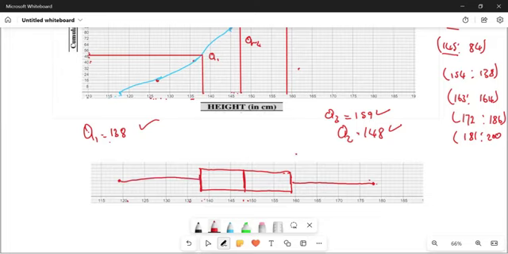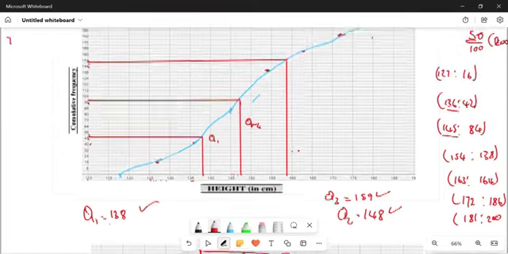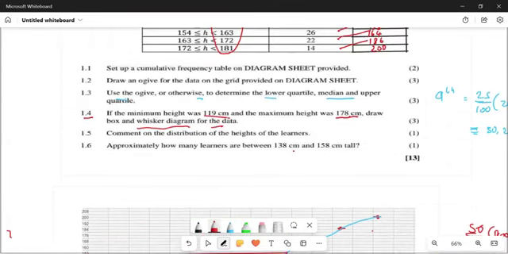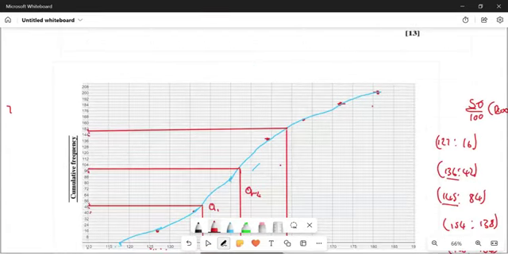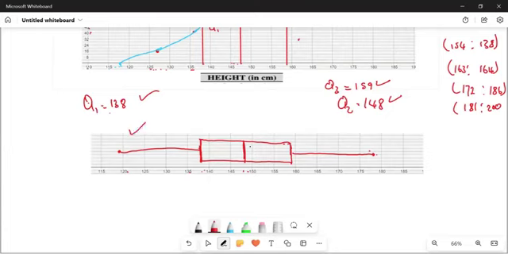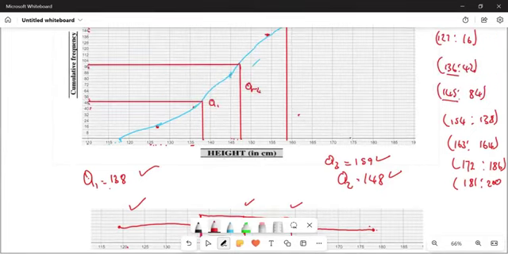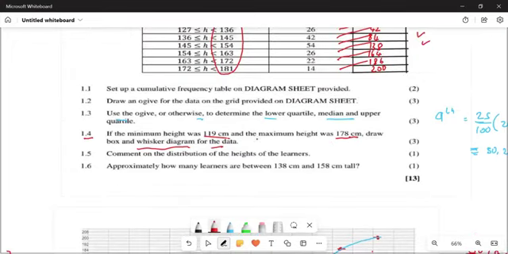And then we go to this one. They give us 2 marks. How many marks was this one? 3. Okay, we get our 3 marks. It's going to be 1 mark for minimum and maximum, 1 mark for Q2, and then 1 mark for quartile number 1 and quartile number 3. So all in all, you get your 3 marks. We're still good again. Okay, let's go to the next one.